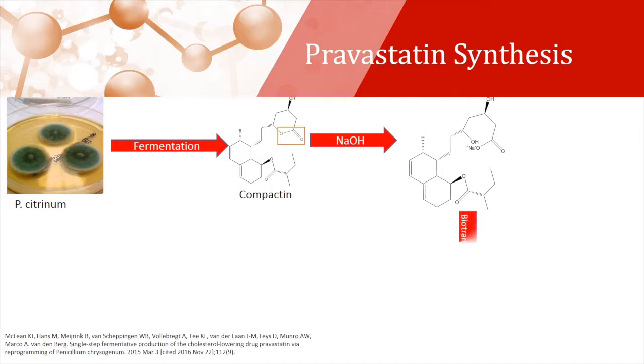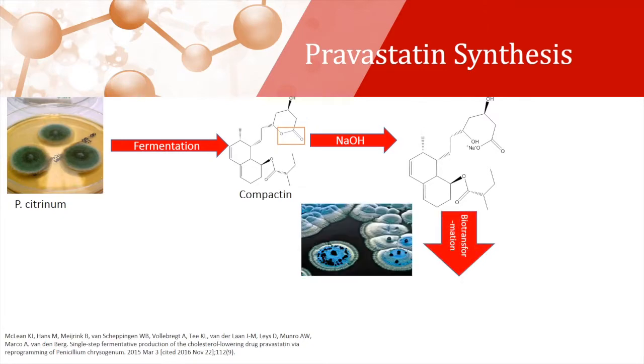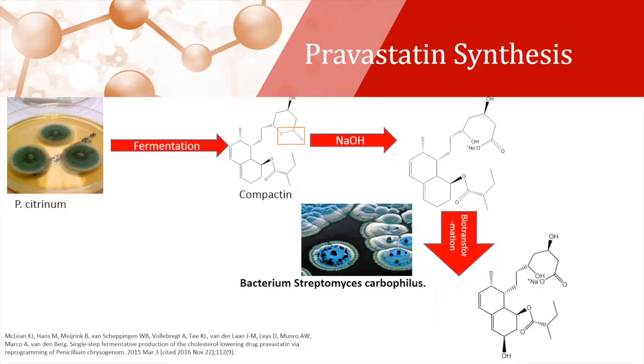So this undergoes a biotransformation step with the bacterium Streptomyces carbophilus, and this contains a cytochrome P450 enzyme that can selectively hydroxylate the C6 end of this structure to give us pravastatin.